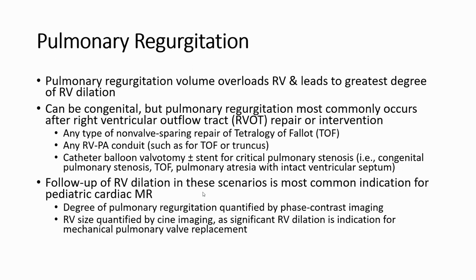Another cause is pulmonary regurgitation. Pulmonary regurgitation volume overloads the right ventricle and can lead to the greatest degree of right ventricular dilatation. It can be congenital, but pulmonary regurgitation most commonly occurs after right ventricular outflow tract obstruction repair or intervention. Follow-up of right ventricular dilatation in this scenario is the most common indication for pediatric cardiac MRI.